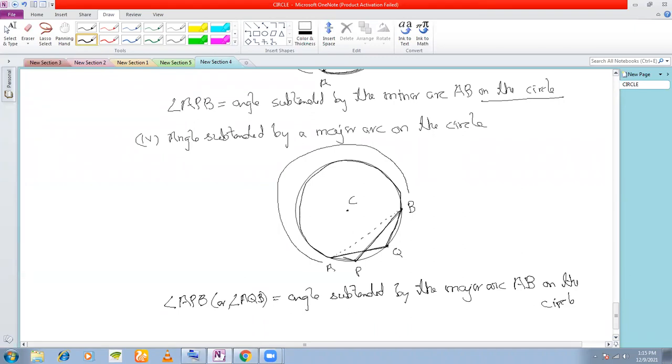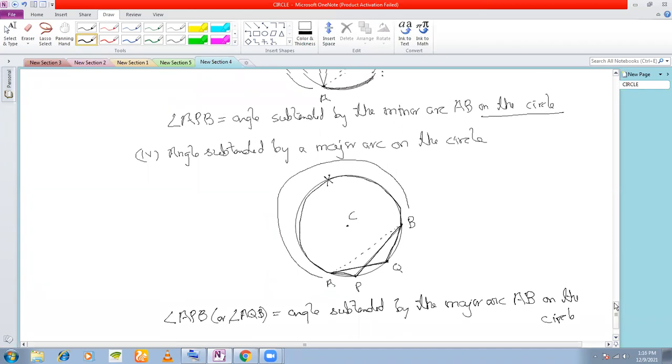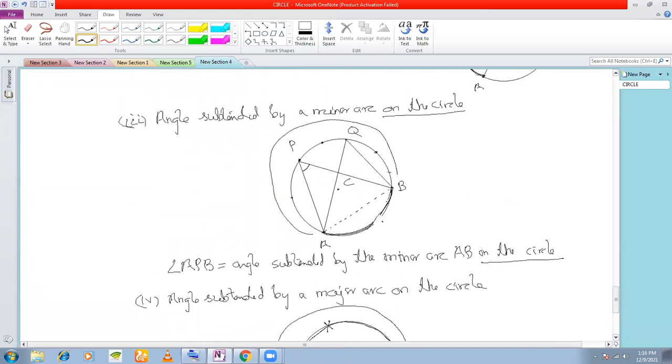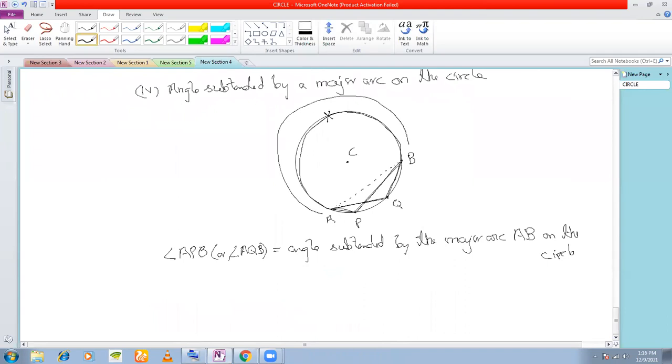Sir, but you said that we can't take any angle. For a major arc, you cannot take any angle here. But for a minor arc, yes, you can take. This is the minor arc I was talking about. That is why I said you cannot take a point here. But when I am talking about a major arc, you can take a point anywhere here, but you cannot take a point here, let's say here or here. Understood? Yes, understood, sir.